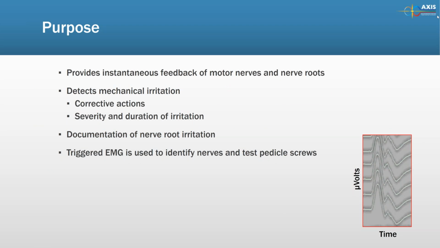The purpose of EMG is to provide real-time feedback of motor nerves and nerve roots to the surgeon. It detects mechanical irritation and allows corrective action. If we pick up the mechanical irritation, we can inform the surgeon and the surgeon can take corrective action immediately. The severity and duration of irritation give the feedback so the corrective action can be taken. At the same time, EMG activity gives us information that the nerve is being irritated, and it can be documented.